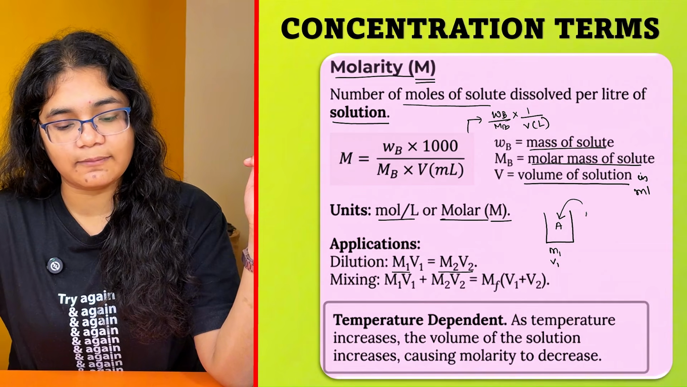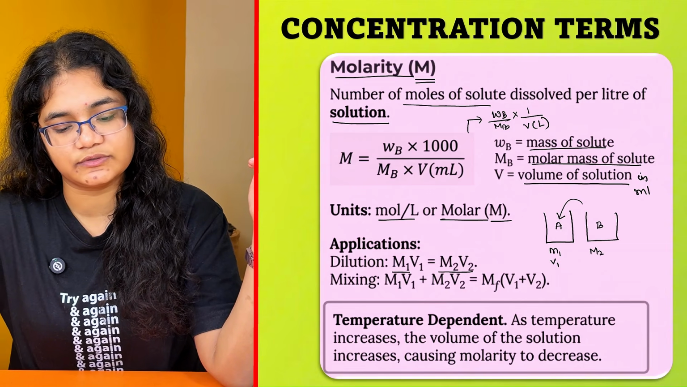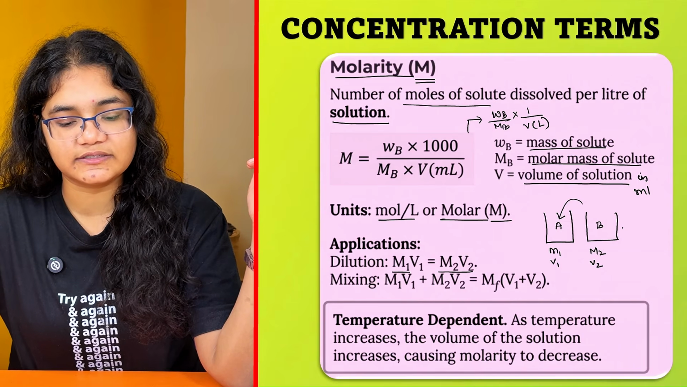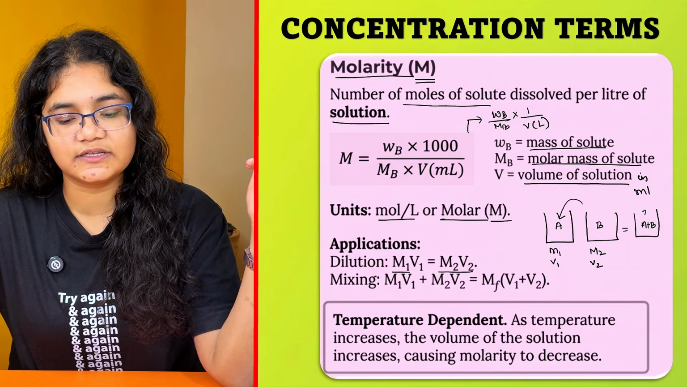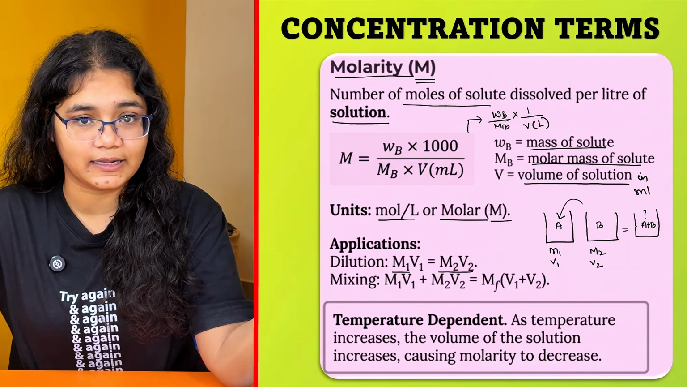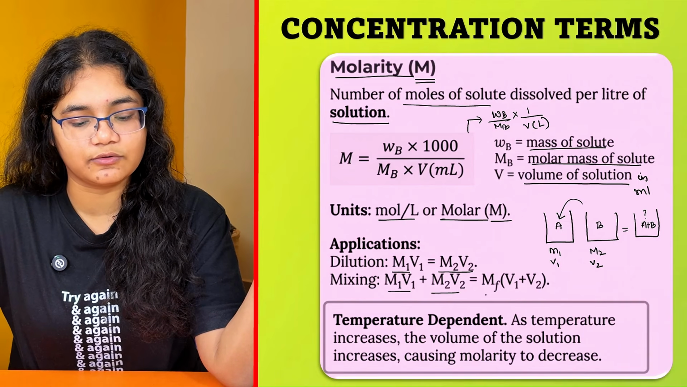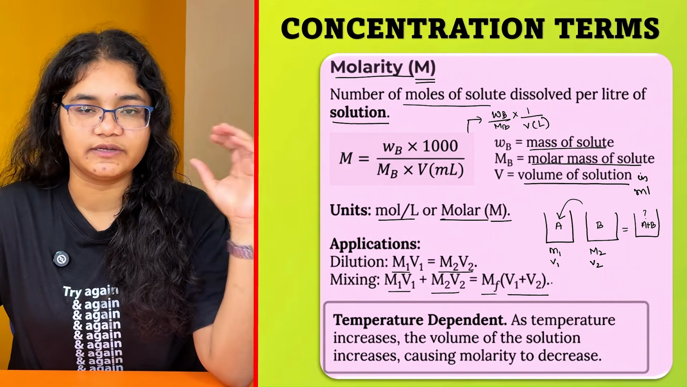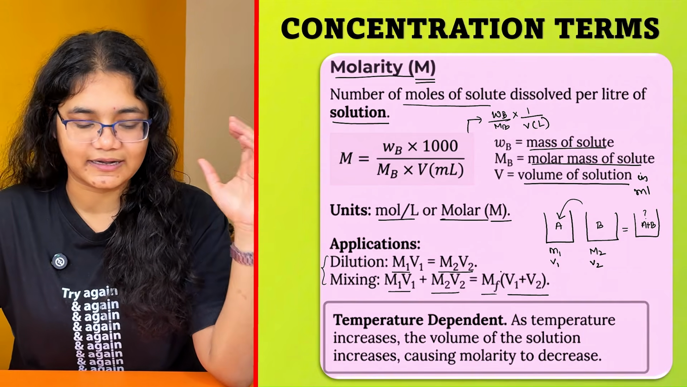Now there's one more type of question. Suppose you have one solution A, and B is one solution whose M2V2 is there. Now you mixed this one. You mixed A and B. Then what is the new molarity? If that type of questions are asked, then M1V1 plus M2V2 is equal to MF into V1 plus V2. These two formulas can be asked in your numericals, so you need to practice this one.